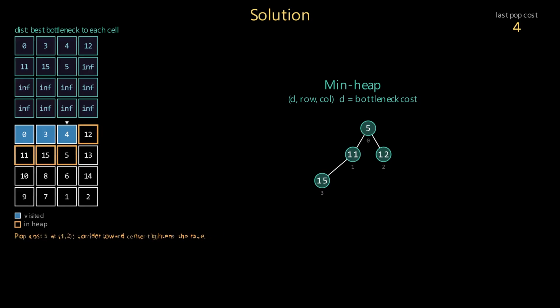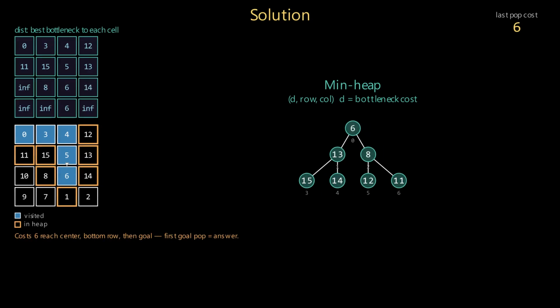Pop cost 5 at the middle corridor cell. Each relax can introduce new candidates, the heap lets the smallest bottleneck jump ahead of bigger stale entries. That mirrors the story from the intuition scene, global order comes from comparing worst steps, not local slopes alone. Next comes cost 6 at the center cell, then another 6 reaches the bottom row.